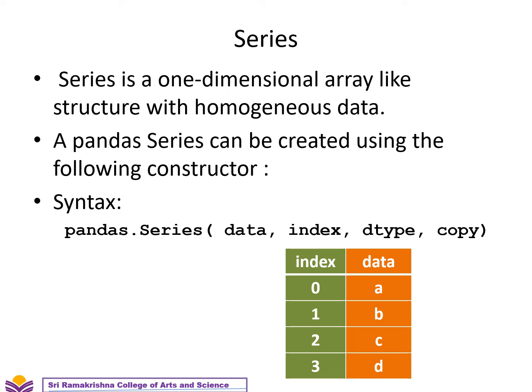So here this particular table is an example. Say, for example, we need to create a series for this kind of data. Here A, B, C, and D is the data, and the index values are 0, 1, 2, and 3. So let's see an example code for how to create a series of this particular data.